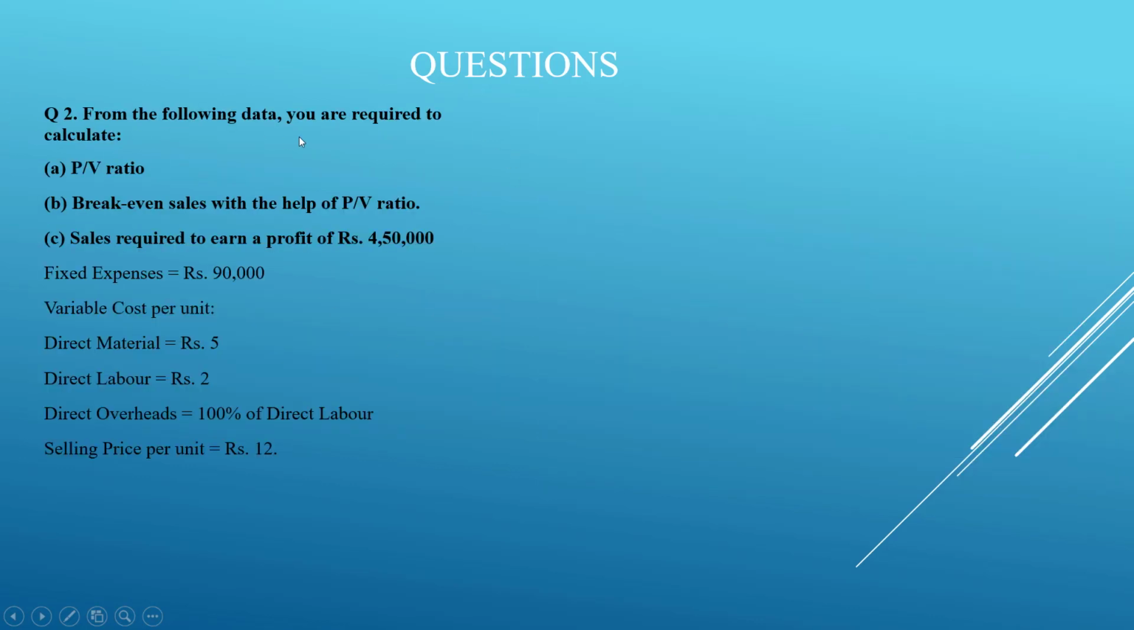Next question is, from the following data, you are required to calculate PV ratio, break-even sales, and with the help of PV ratio, sales required to earn a profit of rupees 4,50,000, right? Now, these are the information given to you. Now, first is PV ratio. We know what is the PV ratio formula. That is contribution divided by sales into 100, right? Break-even sales with the help of PV ratio, they are saying. That means in which formula do you use PV ratio to find out break-even point? We use it in case of finding BEP in rupees, not in units, right? Next is sales required. How much sales will be required for you to get a profit of rupees 4,50,000? Okay, now we'll see the answer for this.